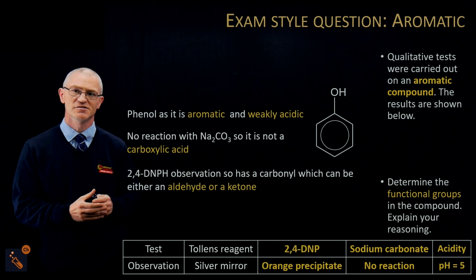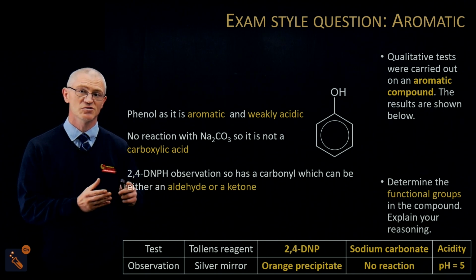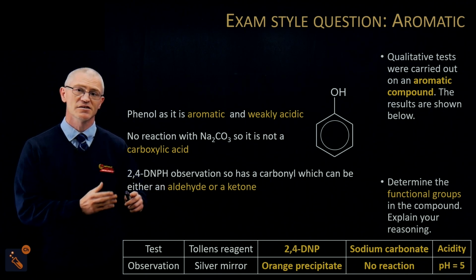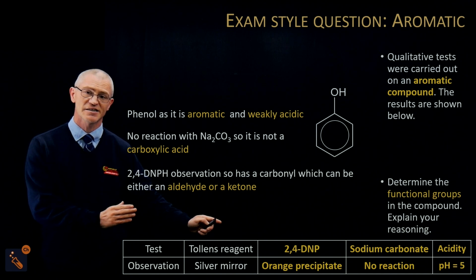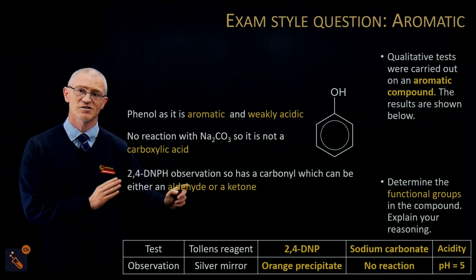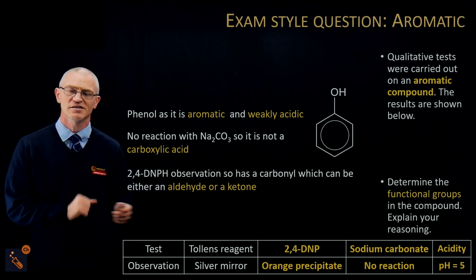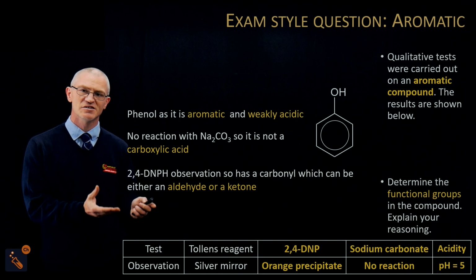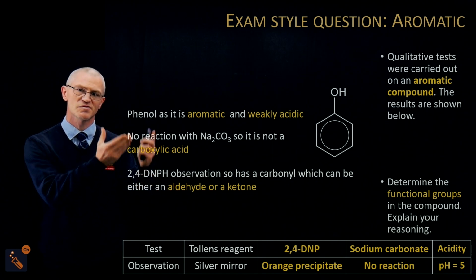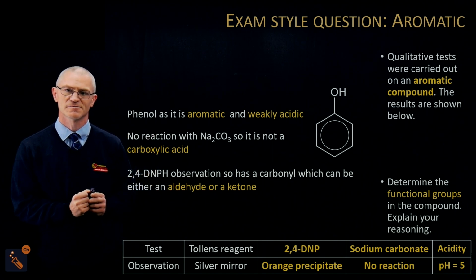Now our next section is 2,4-DNPH or 2,4-DNP. It has a carbonyl, so we know it is an aldehyde or a ketone. Notice I've put 2,4-DNPH here, 2,4-DNP there. You can write it in either way, it doesn't matter. So we know we've got an aldehyde or a ketone. We know we've got phenol from the first two tests.